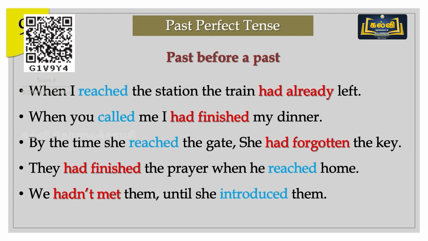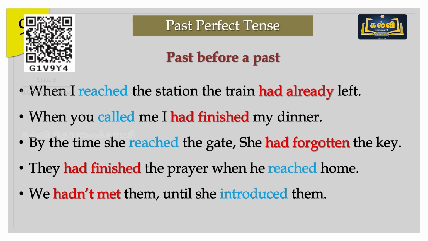Both are past actions. So when you reach, that's the second action. When I reached the station, the train had already left. The train had already left was the previous past action, and it was complete. If it is in progress, you will be using past continuous. For example, when I reached the station, the train was arriving. So the train was arriving. It is the action in progress.